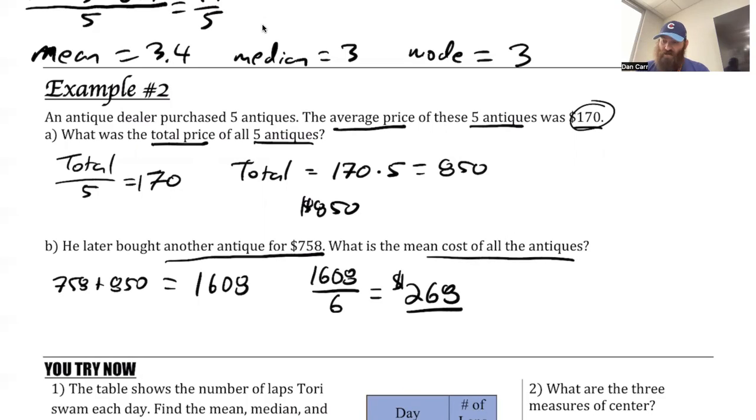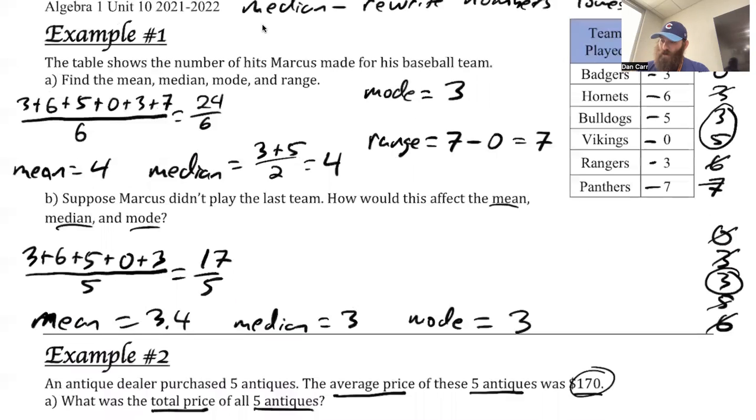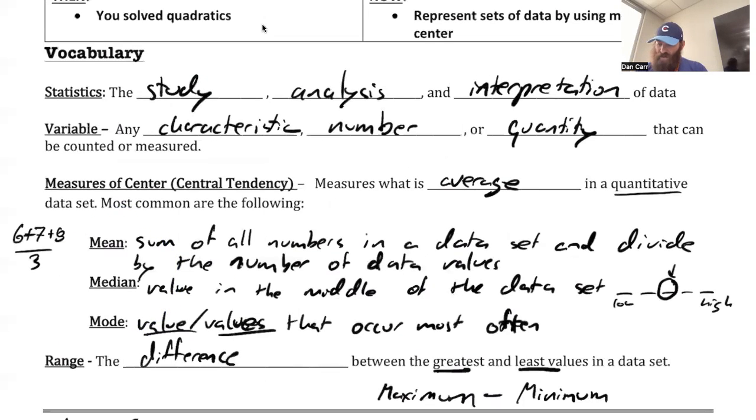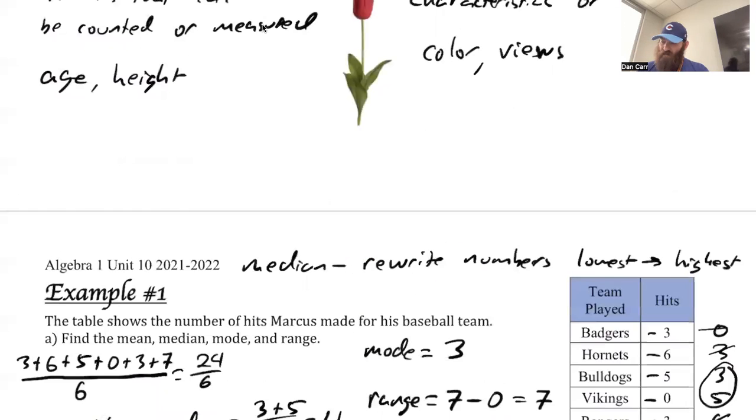And that's it for 10A. So again, quick summary, we're focusing mainly on these three: mean, median, mode. Okay, so we're going to try to find those values based on a given data set.